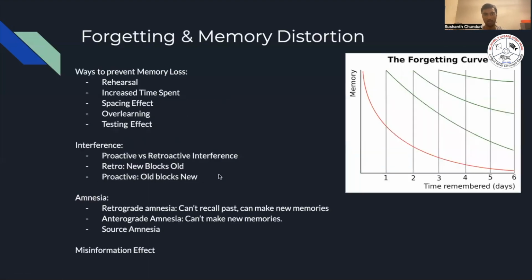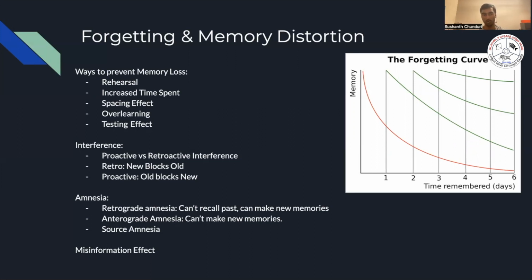Now we have forgetting and memory distortion, right? Memory loss happens, and this is a curve that shows you how fast memory loss happens. But if you rehearse stuff over and over again, you can actually decrease how fast memory loss happens. But memory loss will always happen. You have a couple of ways to improve retention. You can do rehearsal, just plain rehearsal, but that's not always going to work, so it's probably the worst way to do it.